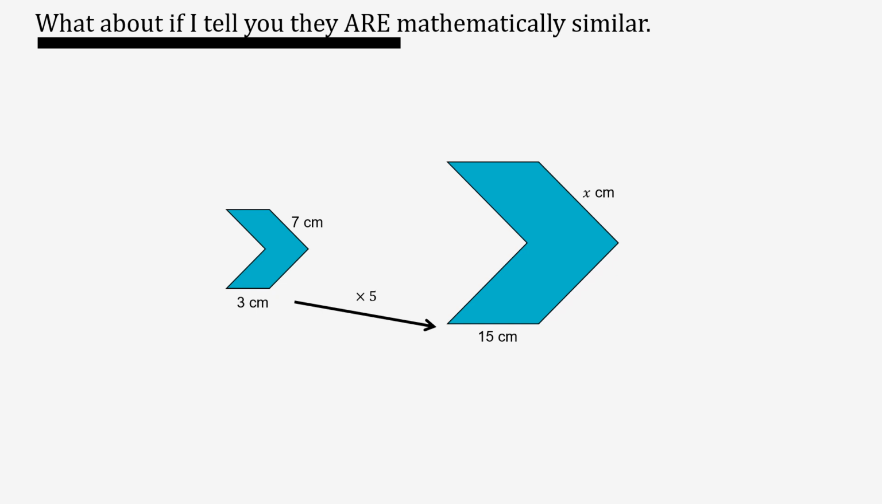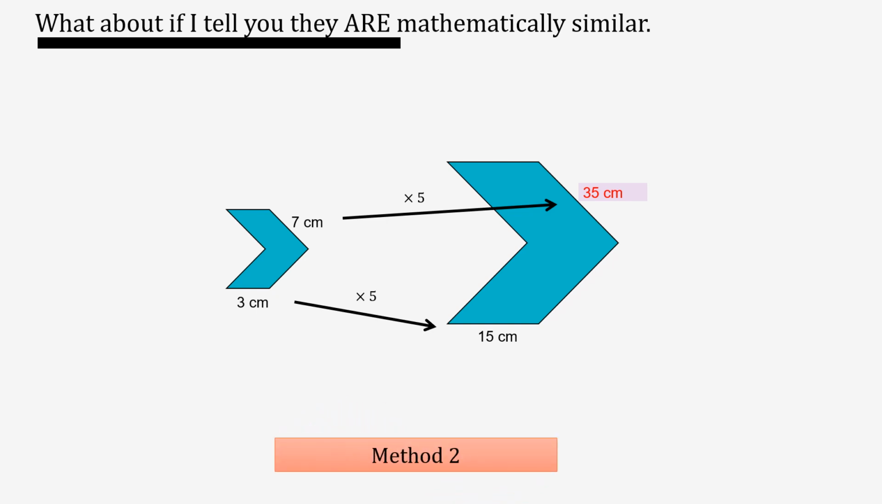In this method, what we're going to do first is follow the same formula, second length divided by the first length. So here we'll divide 15 by 3 and the answer you'll get is 5, which we're going to multiply by the value. So 7 times 5 is 35 centimeter, and this is how we find the answer with the second method. So this is the easier way of doing it.